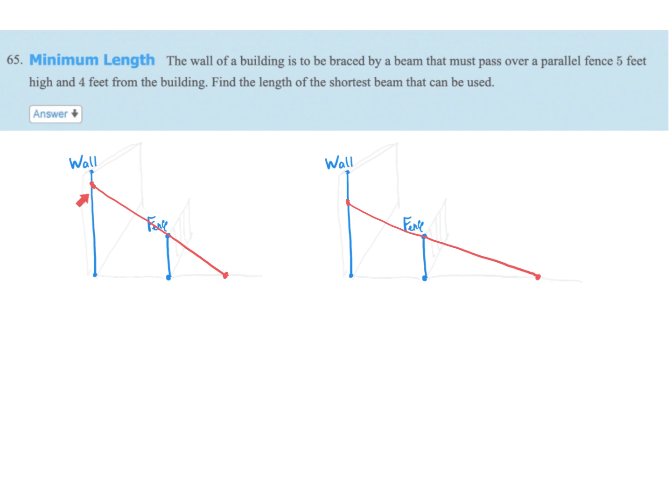Depending on how high we place it on the wall, we're going to get a different length beam if it clears the fence and then gets attached to the ground. We're given the distance between the wall and the fence and the height of the fence. Okay. Minimize the length of that red beam.